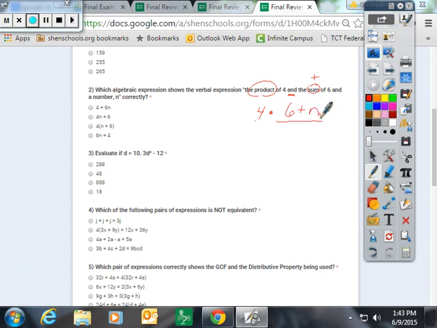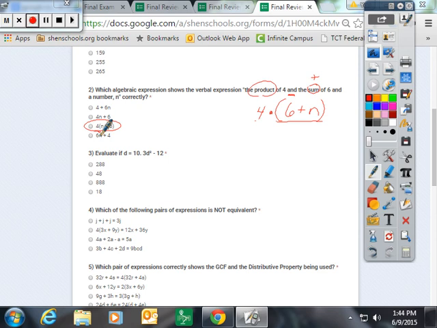So this is what I start with. The product of 4 and the sum of 6 and n, but order of operations tells me I have to do my multiplication first, so I can't write this expression without the use of parentheses, because otherwise you would do 4 times 6. You're actually doing 4 times the whole sum of 6 and a number, okay? So I'm going to look, and this one would be the correct choice.